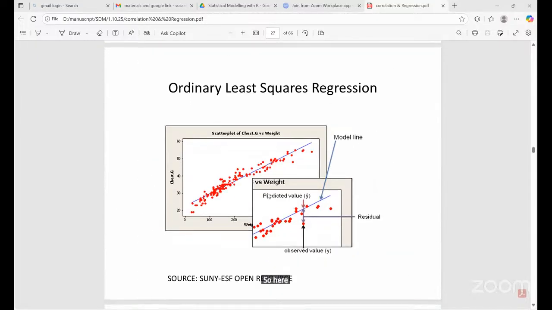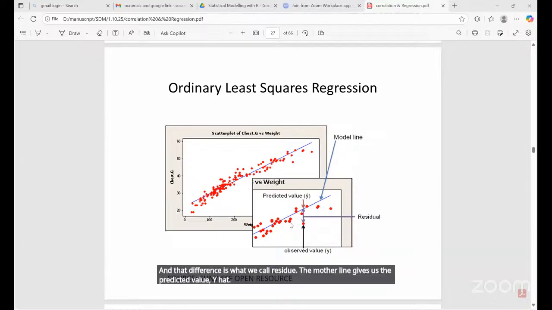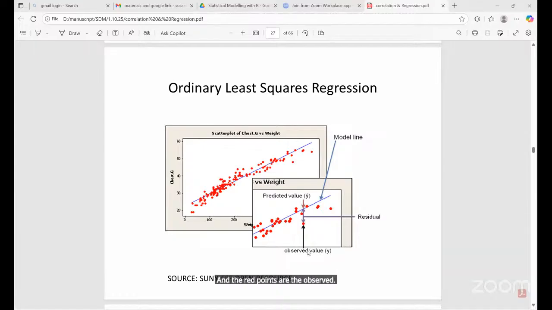So here is an expanded form of what we are talking about. This is the red points, observed data. We fit a model line, which is the regression line. And when we expand this, we find that there is a difference between the blue line and some red points, and that difference is what we call the residual. The model line gives us the predicted value, y hat, and the red points are the observed. So that difference between y and y hat is the residual.